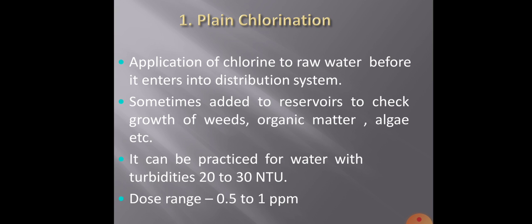In the case of plain chlorination, the normal dosage of adding chlorine is between 0.5 to 1 parts per million. It is also used for untreated water which is relatively clear and has a turbidity less than 20 to 30 parts per million. So this is plain chlorination.